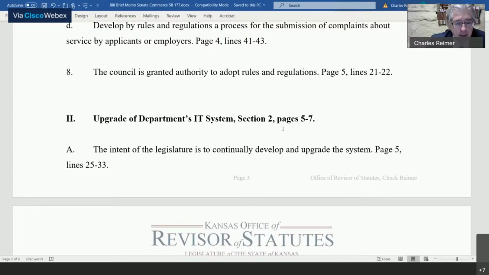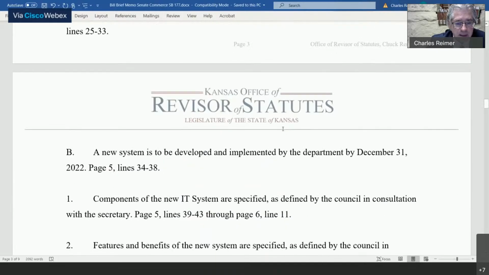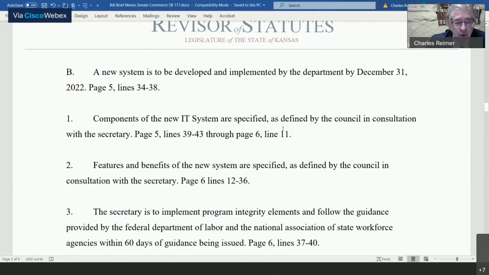Another major component of the bill is an upgrade of the department's IT system. You can find that at section 2 of the bill, pages 5 to 7. The intent of the legislature is stated as to continually develop and upgrade the system. There is a deadline put forth there.